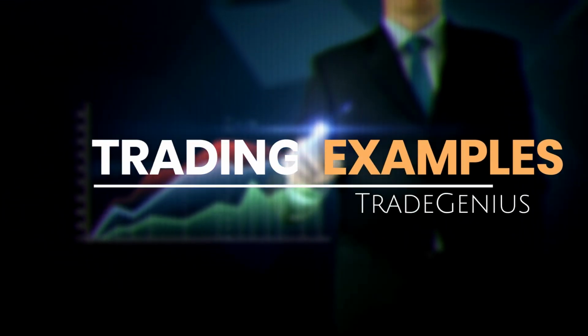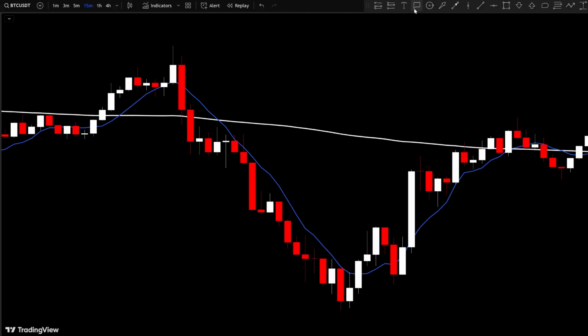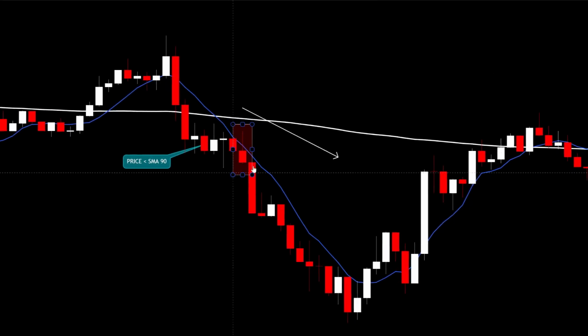Alright, so let's break down some real examples so you see exactly how this thing works. Okay, so picture this. You're looking at your chart and you see the price candles are hanging out below the 90 or 99 SMA line. Boom. Downtrend. That means we're only looking for sell opportunities. Forget about buying. We're riding the down wave. Now we're waiting for our trigger candle.